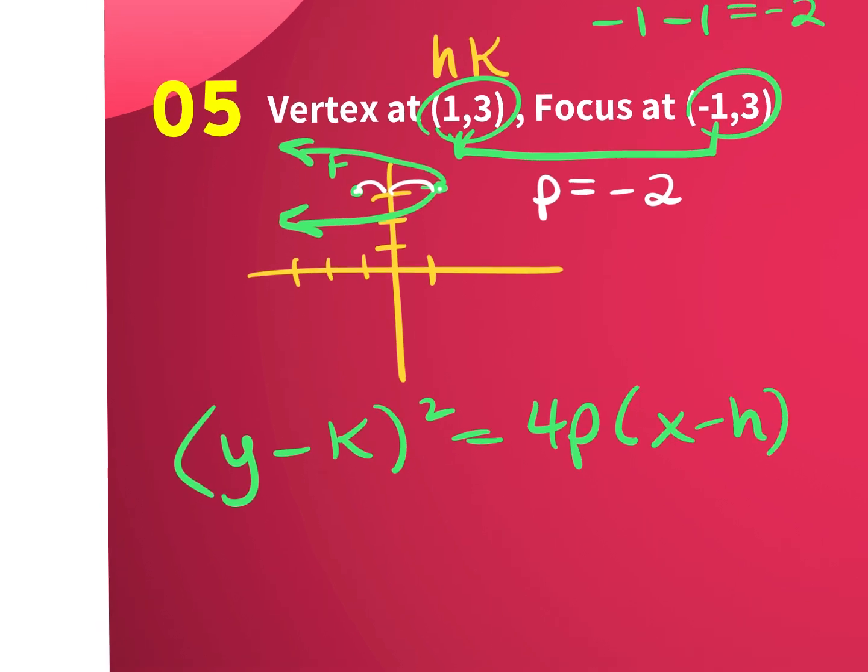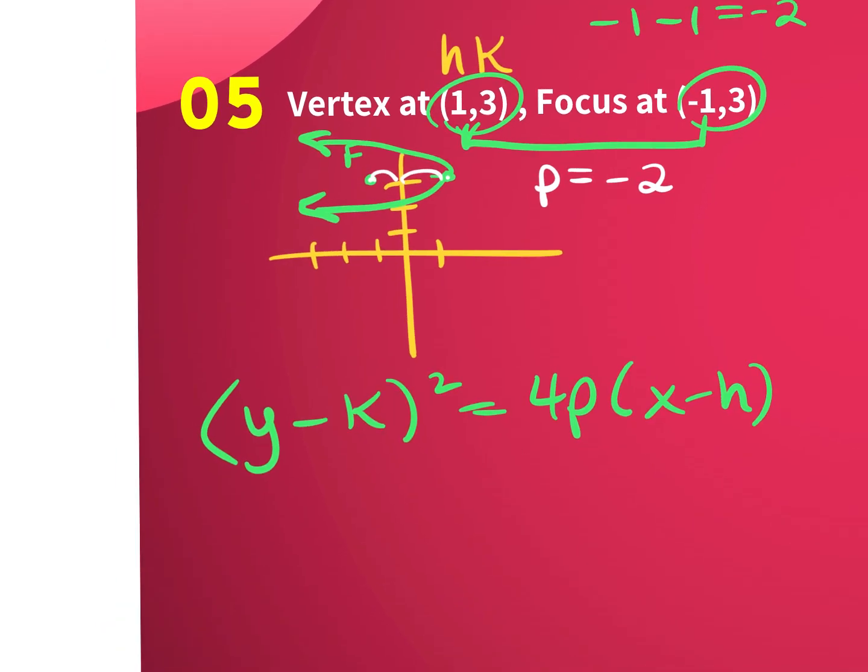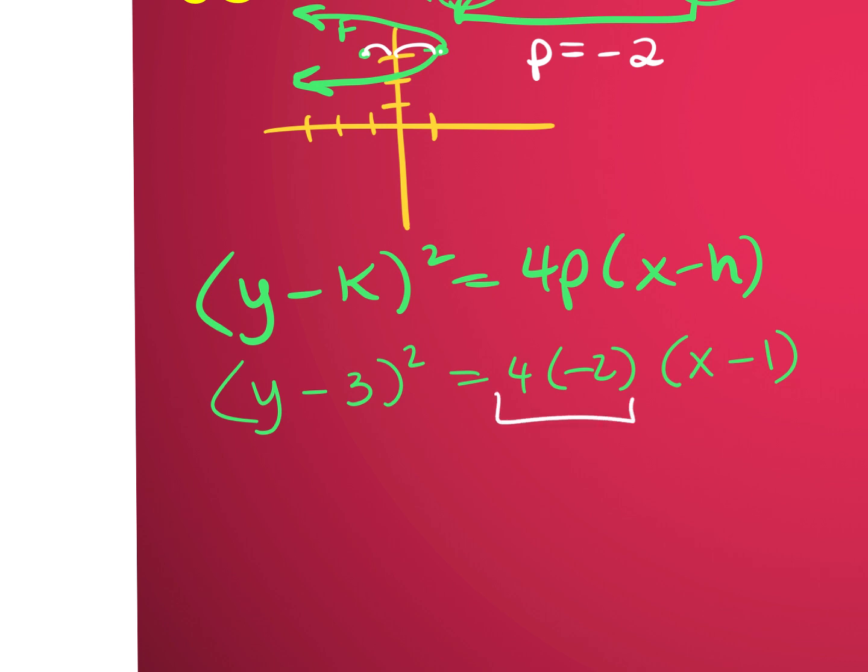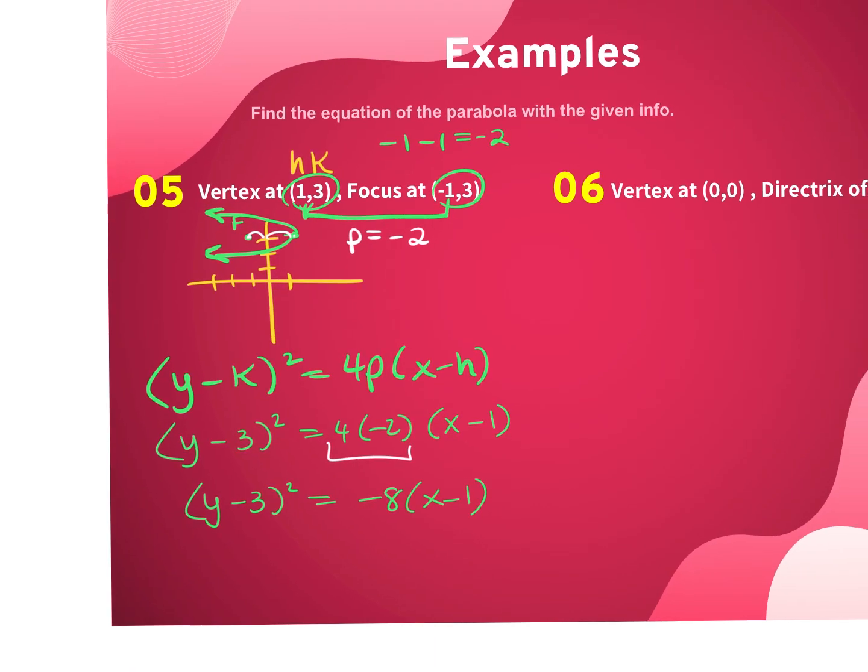So now I'm going to go ahead and plug in my vertex, my h and k. So remember your k was 3, so y minus 3 squared. And then 4 times -2. And then my h was +1, so -1. So the only thing I need to do here is multiply this, and my final answer is y minus 3 squared equals -8 times x minus 1. And you're done.